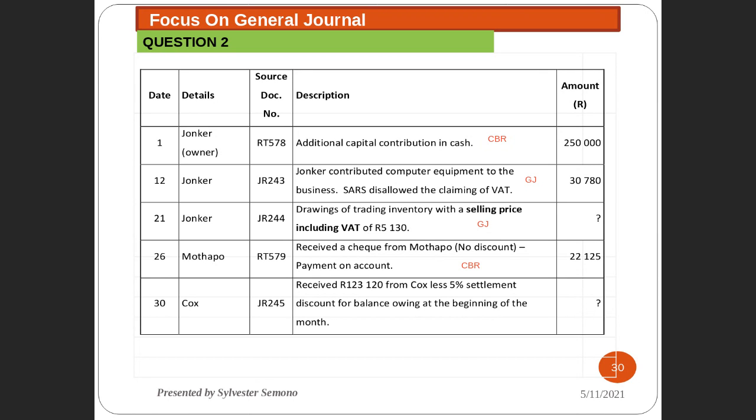And what about the 30th? Where do you think I'm going to record this one? CBR, I'm not sure. CBR there. I see GJ. Okay, let me wait for others. I agree with you when you say CBR, and I also agree with those who are saying GJ. Don't worry, I'm going to analyze it for you there. For now, we're just identifying. We're going to go to the CBR and GJ. Okay, but we're going to discuss there.